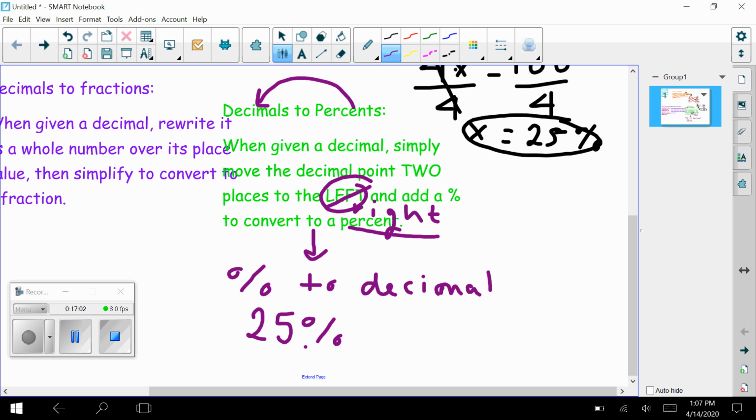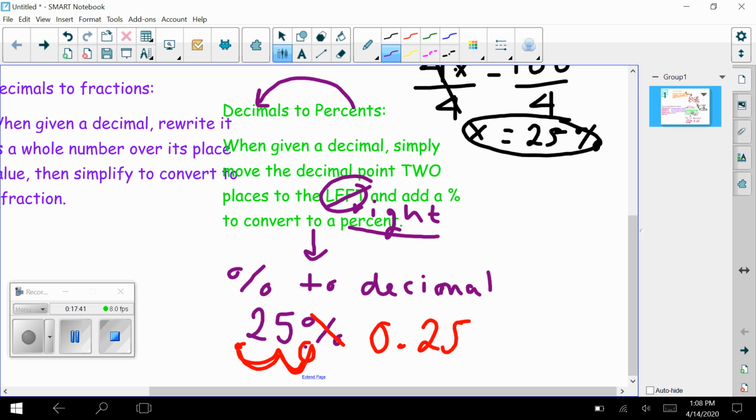So we take our decimal point, it's a different color here, and we move 1, 2 to the left. And we get 0.25, which we should say is 0.25, right? So all we're doing is the exact opposite of what we're doing for decimals to percents. We take away the percent sign, and we're going to move 2 places to the left. Okay, so let's just look at one more, and then we'll be finished here.